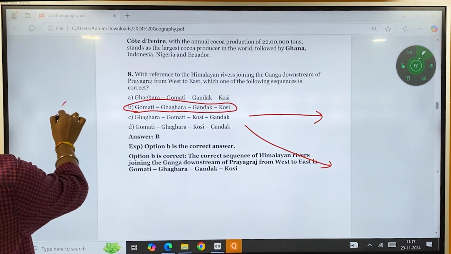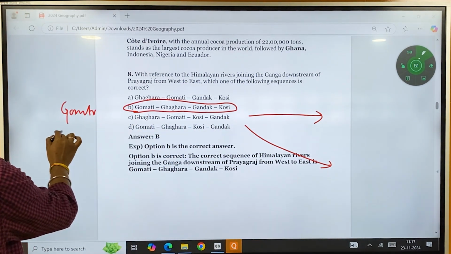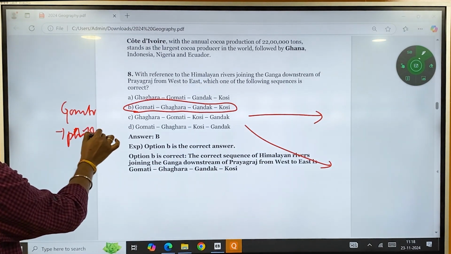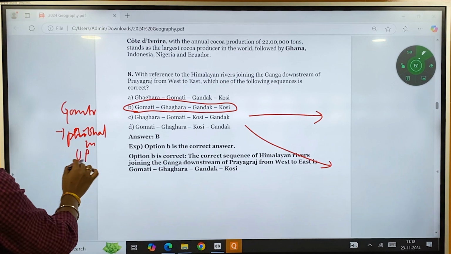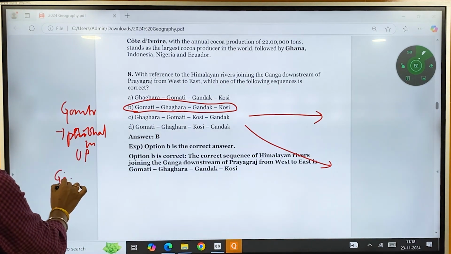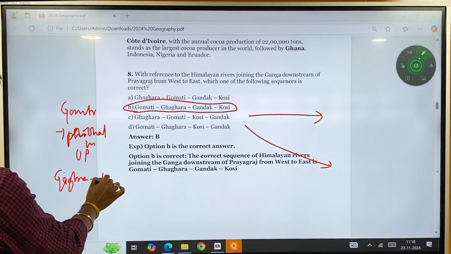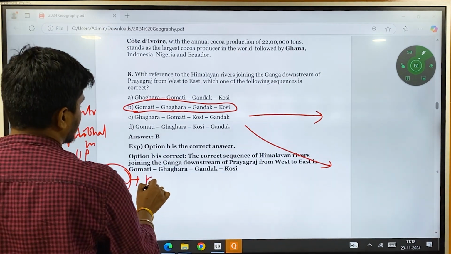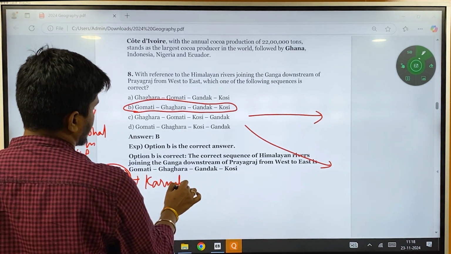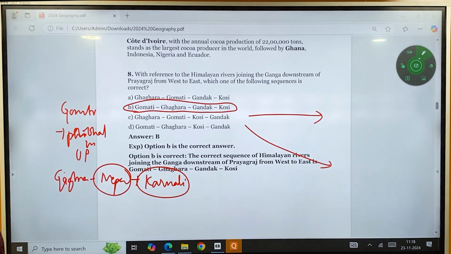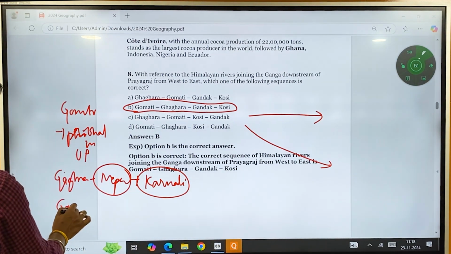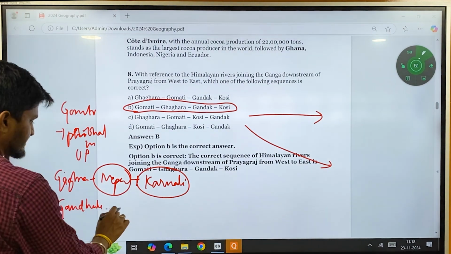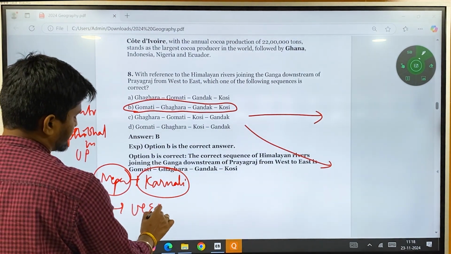Okay, so this Gomti originates in Pilibhit in UP. This Ghagra actually originates in Nepal. In Nepal, it has a different name called Karnali. And then comes Gandak. It originates in Nepal, but it is considered a natural boundary between UP and Bihar.